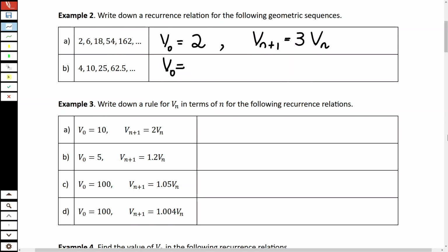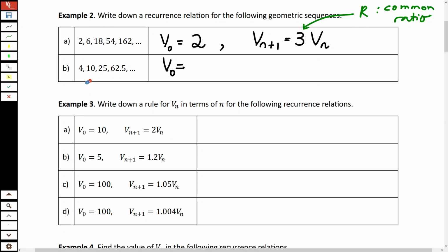We need a strategy to work out what's called the ratio between the two terms. The ratio, I'll remind you, this number in front of Vn is capital R. We call this the common ratio. In the first example, we were able to work out the ratio just by looking at it. But unless you know off the top of your head what number you need to multiply by to get from 4 to 10, it's not so obvious. But we can work it out.